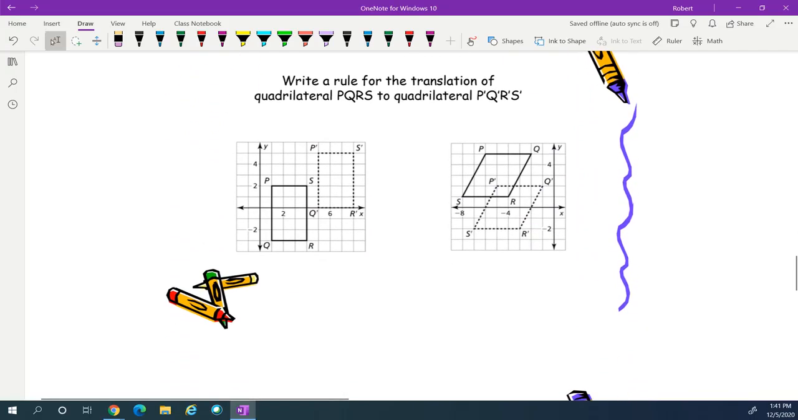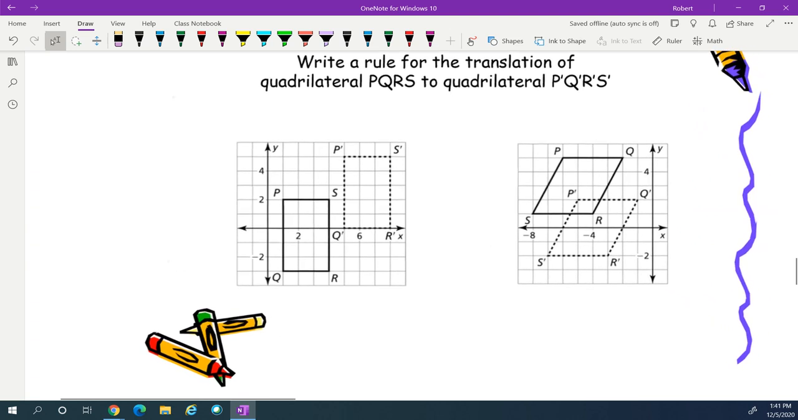Let's take a look at how to write these rules. So we can see our quadrilateral. We need to identify which is the original and which is after the change. Prime indicates change. So P is the original, P prime is the new, after the change. Q is the original, Q prime is after the translation. We're asked what rule was applied here. Write the rule for the translation.